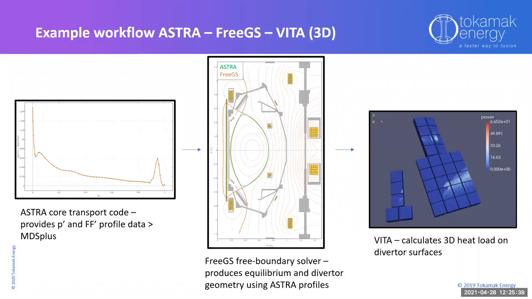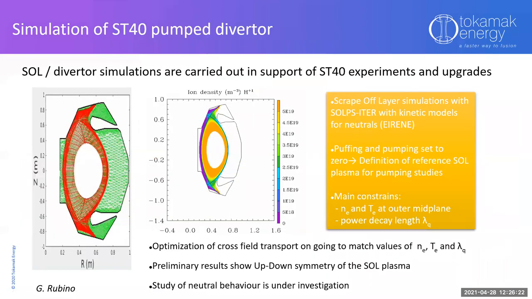And this is an example of how this works. We start from the scenario, for example, an ASTRA scenario that provides the equilibrium. The equilibrium is then reconstructed as a free boundary equilibrium by a free boundary solver. And then there is also a scrape-off layer simulation that gives us the conditions in the scrape-off layer, and the power is projected to the structure utilizing this code called Vita. It's calculated, and the 3D heat load on the divertor surfaces is provided. And then we loop, changing the angles, and we try to optimize the structure.